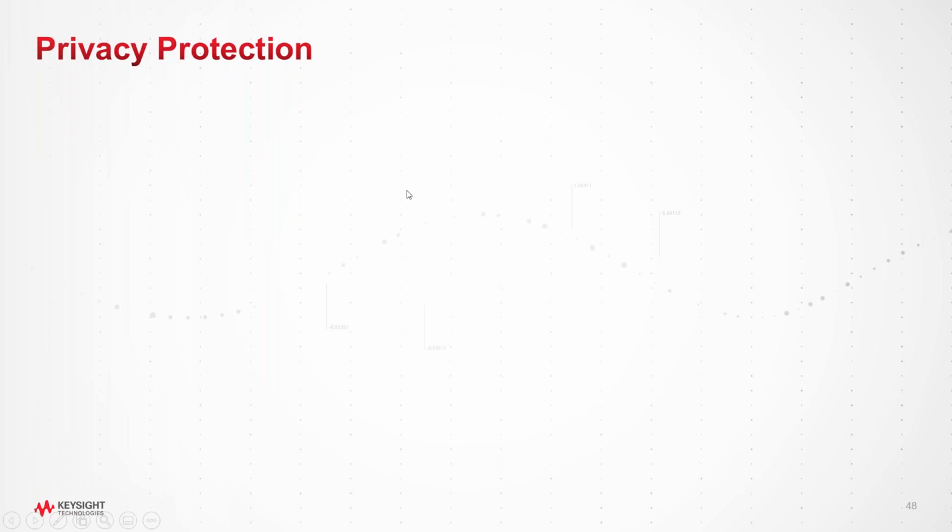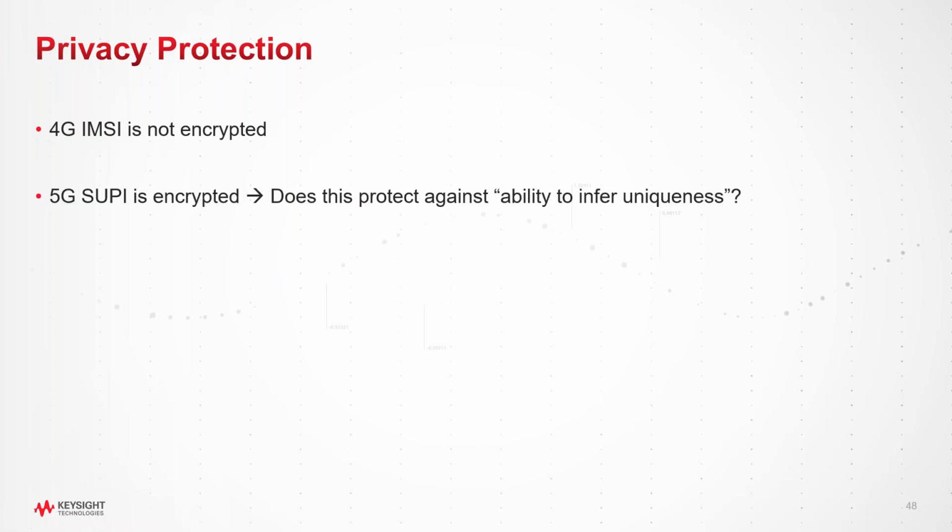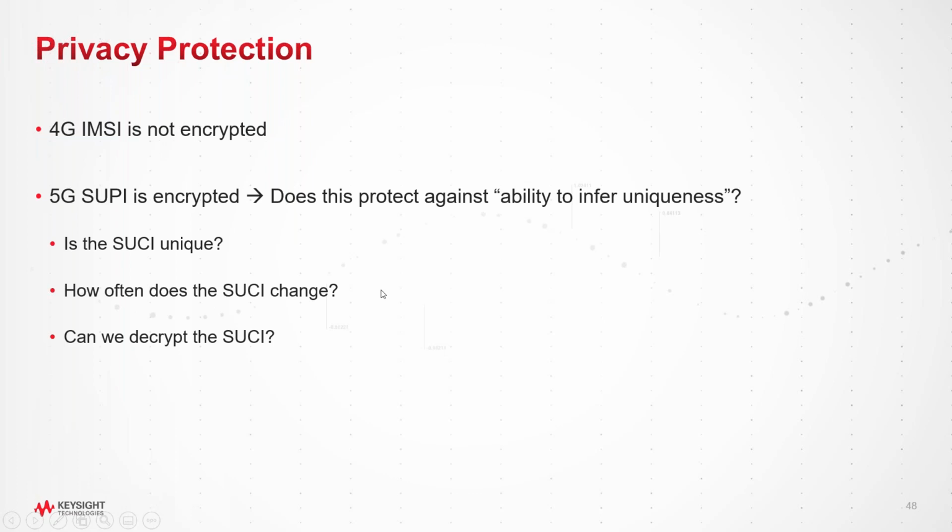But let's talk about privacy protection in 5G. So we said the 4G IMSI is not encrypted. We said that the SUPI is encrypted, right? And the question is, does this protect us against the ability to infer uniqueness? Okay, so when we're looking at this question, there's really three questions to answer, and I'm going to take one of them at a time. So let's start with the first question.